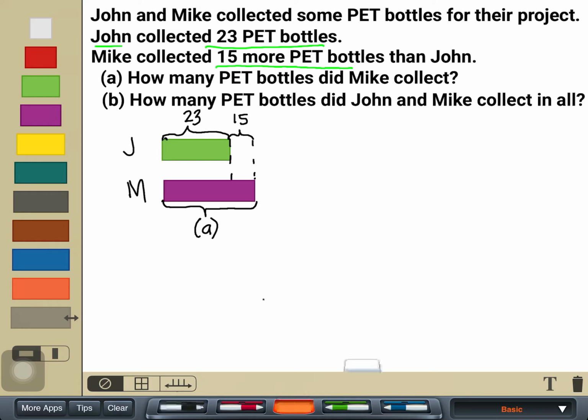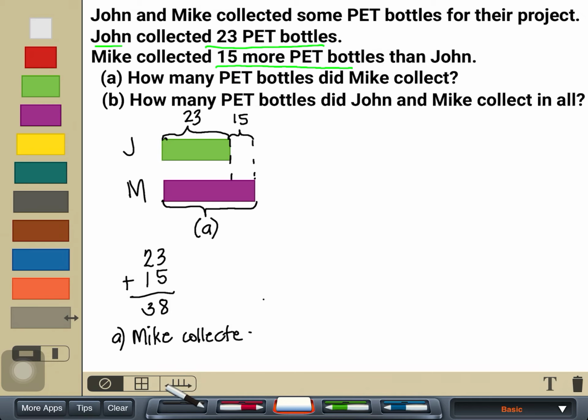So that would be 23 plus 15, which will give us 3 plus 5 is 8, 2 tens plus 1 ten is 3 tens, 38. So for letter A, Mike collected 38 PET bottles.